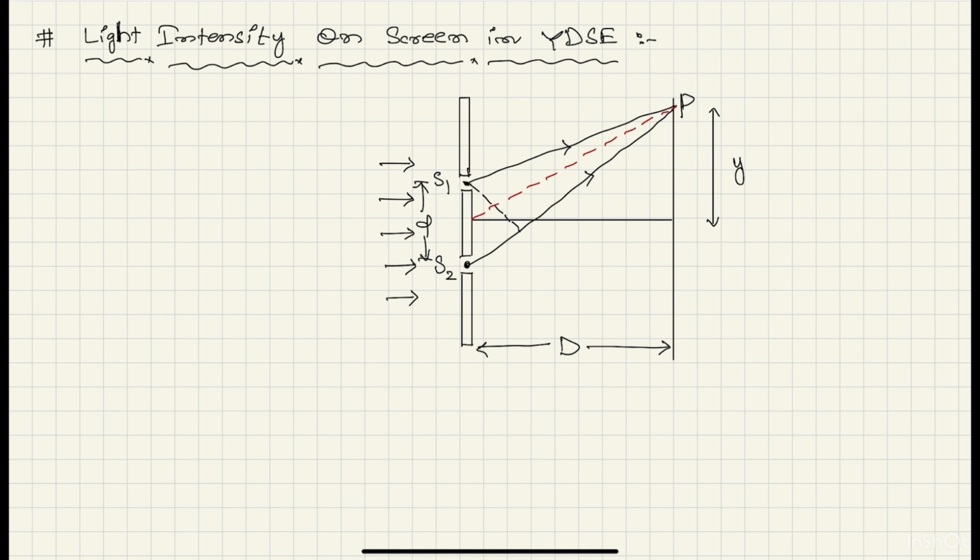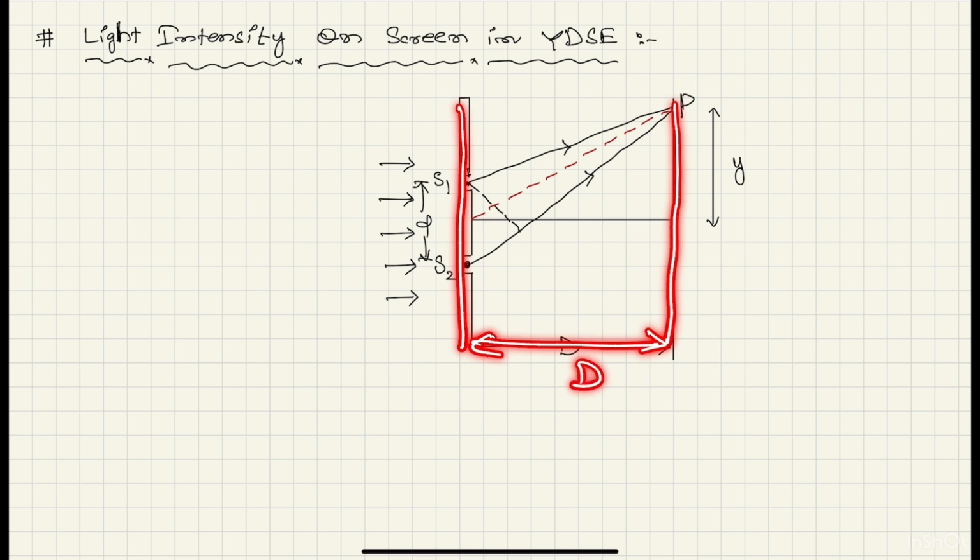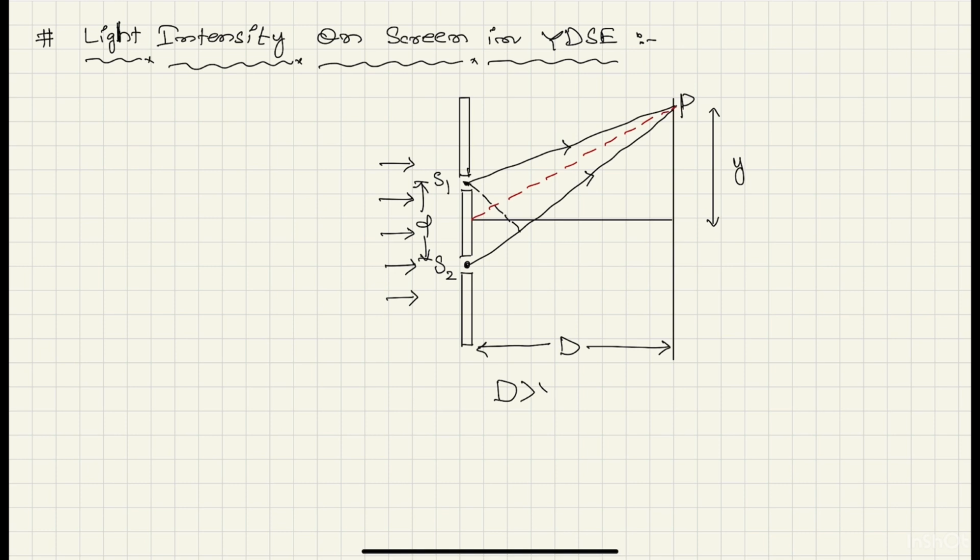And screen and slits, this is the screen and these are the slits separated by distance, it's a capital letter D. So it is applicable whenever capital D is very much greater than small d, which means small d is very much smaller than capital D.